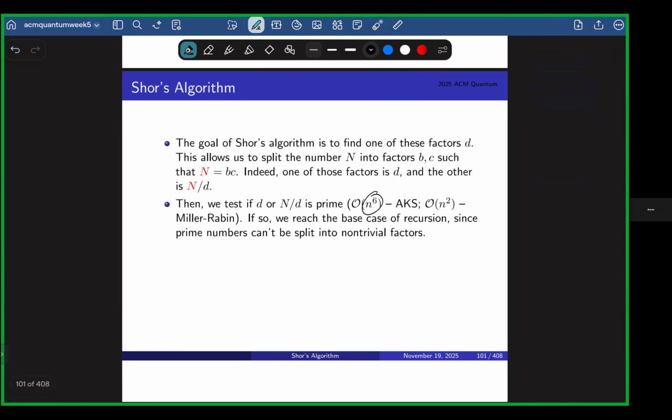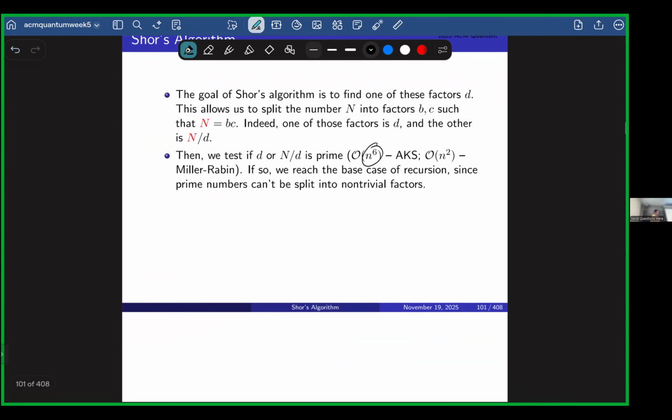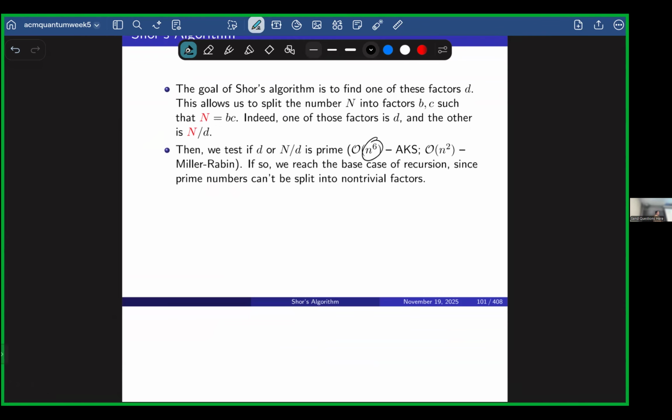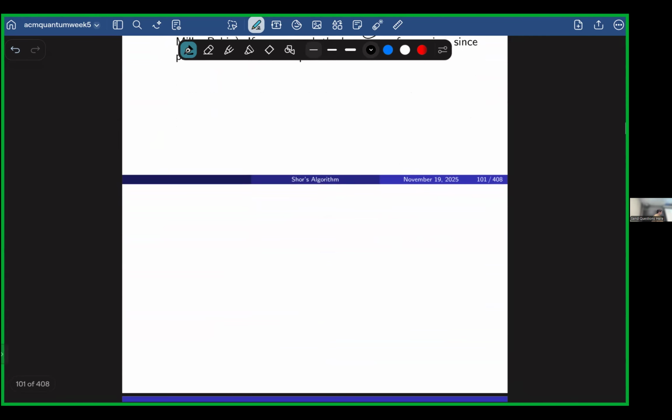Anyways, testing if a number is prime, there are classical algorithms to do that. This AKS one is deterministic, and this Miller-Rabin one is randomized. And when you reach the base case, then you found a prime factor. Then you can't split the prime number anymore.